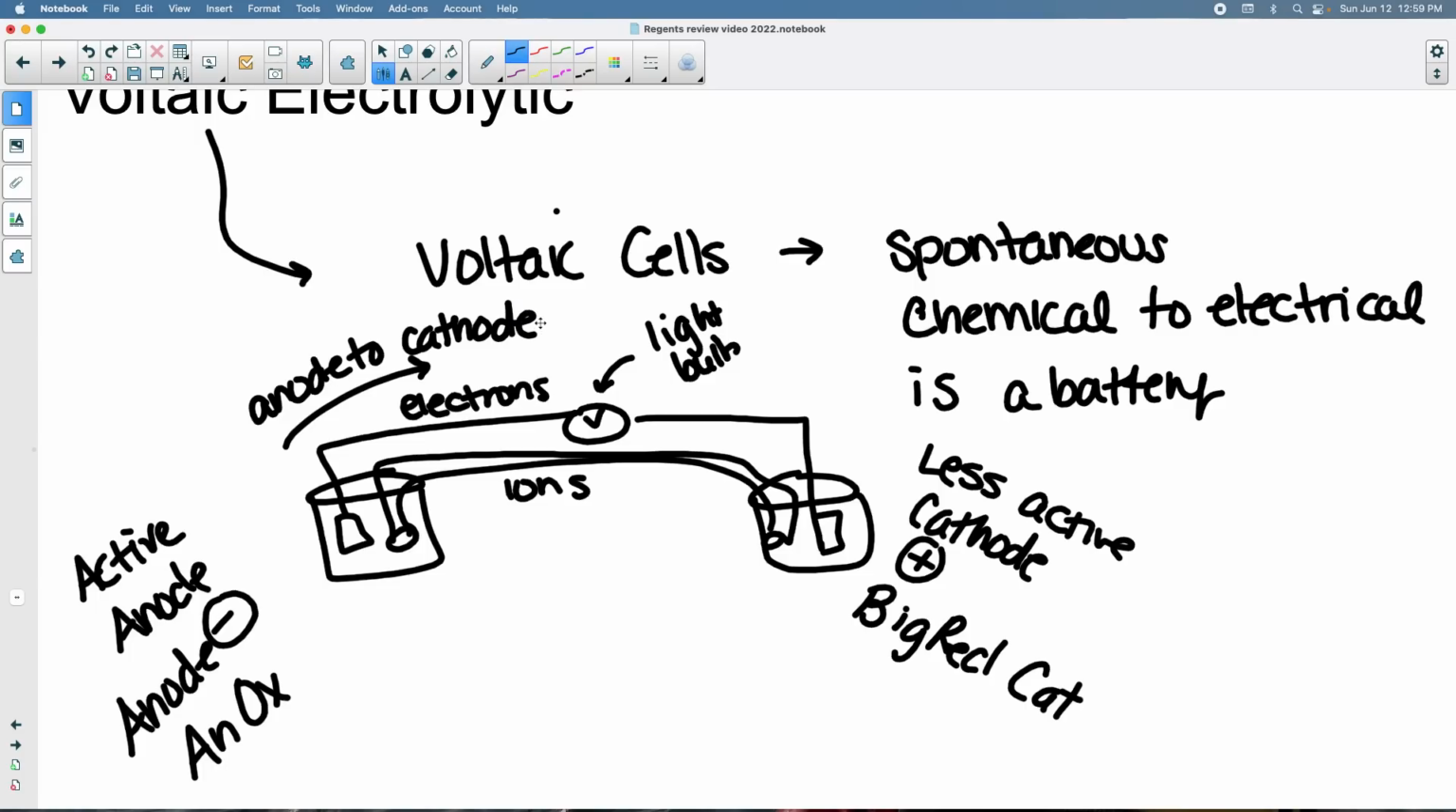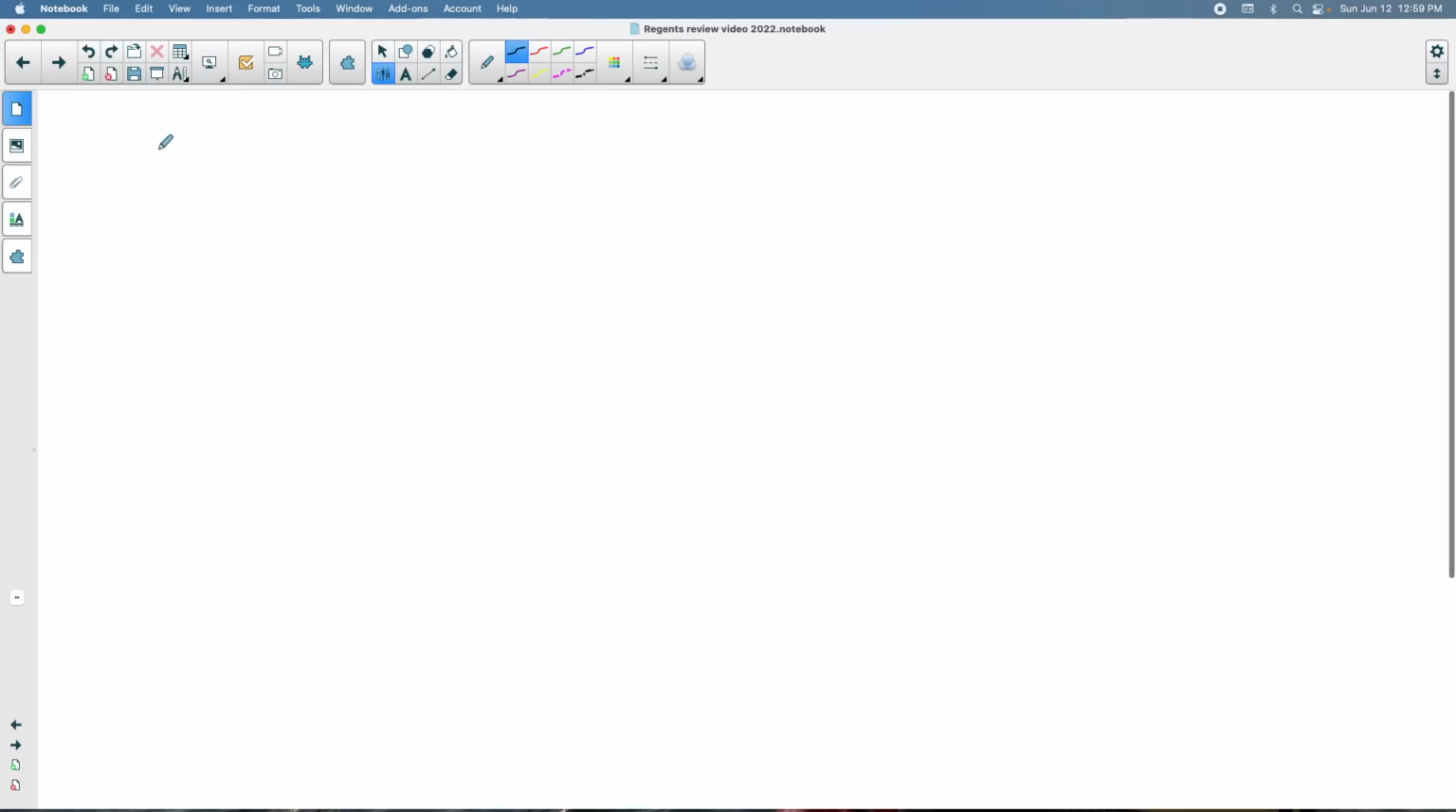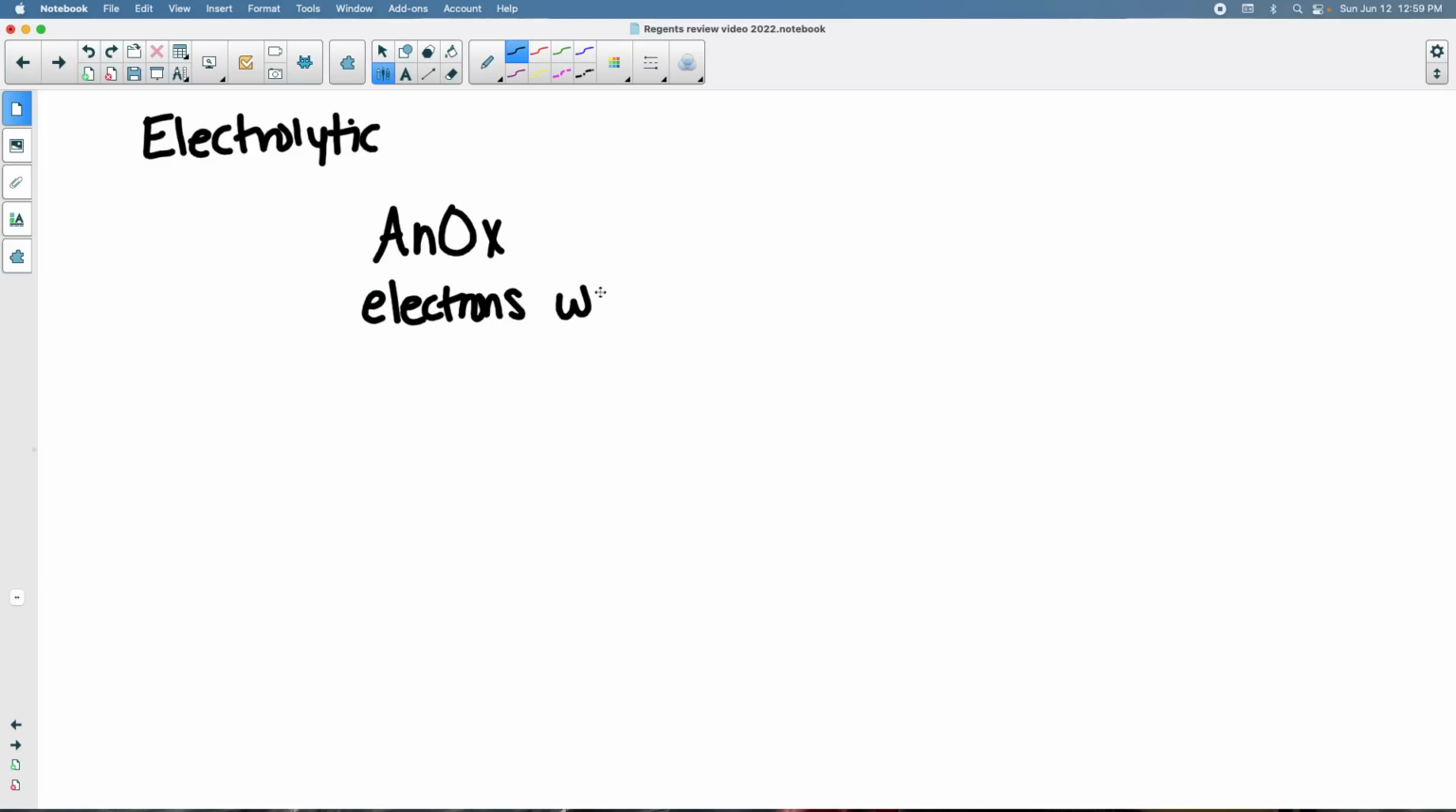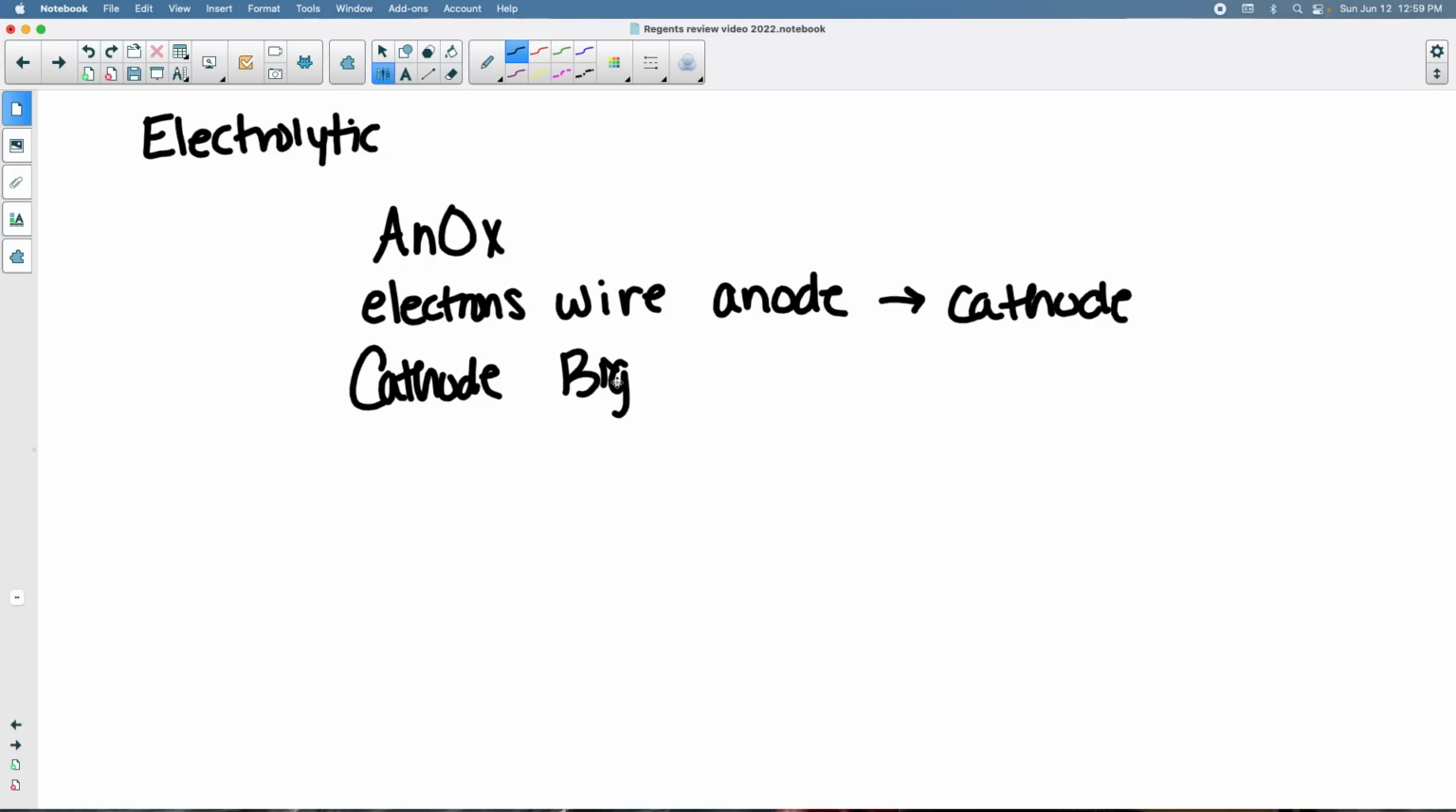If we are talking about the electrolytic cell, anode is still oxidation. Electrons still go in the wire from anode to cathode. Cathode is still reduction and still gains mass as well as electrons. However, electrolytic is non-spontaneous. Non-spontaneous? What?